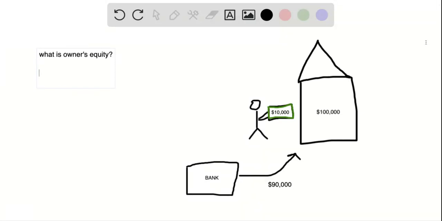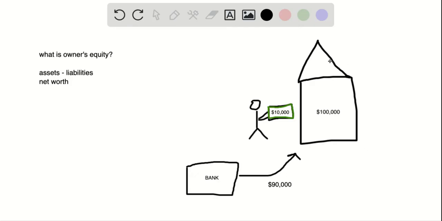Let's talk about the simple example of buying a house to understand what equity is. First of all, equity is essentially a measure of assets minus liabilities. So, it's essentially equal to net worth or net assets.